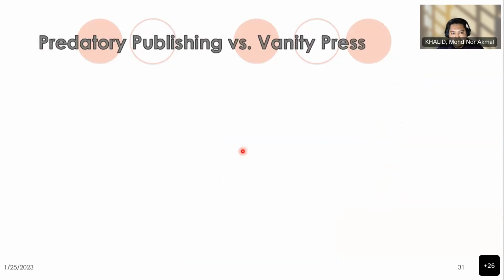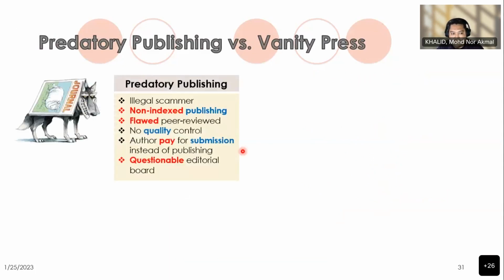Then there are predatory publishing and vanity press. The difference here is that predatory publishing usually has a very questionable editorial board, and they ask authors to pay at submission instead of at publishing. Not published yet, they already ask for payment. That is usually the practice of predatory publishing. If that happens to you, you need to retract your paper as fast as possible.